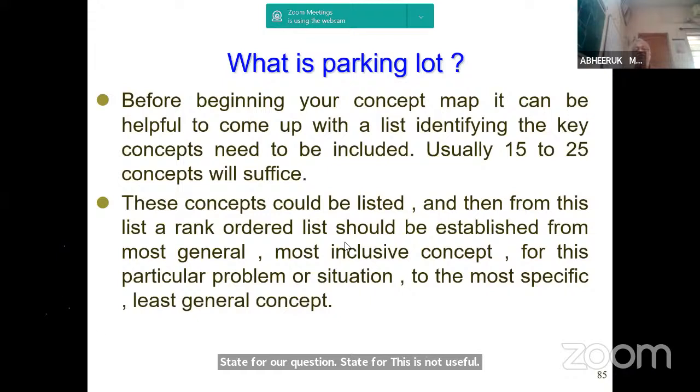Initially, in the beginning of a concept map, you can come up with a list identifying the key concepts. Suppose you want to make a concept map. What are the concepts you want to show there? You list down 15 to 25 concepts. Then you list them from general to specific. The general concept on the top and the most specific concept at the bottom. So this way you go.